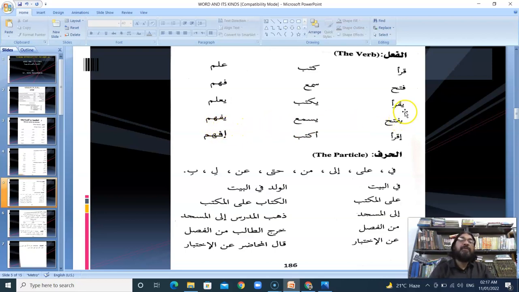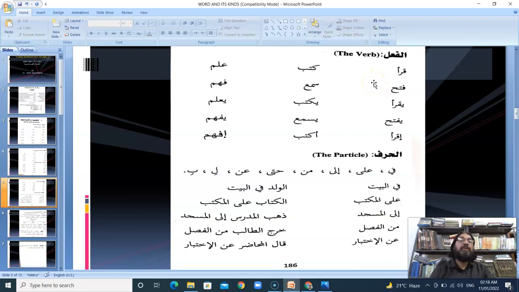So all these six words are simple present or present continuous. So the time is linked here. Then iqra, this is also a verb, imperative tense, order, command, request. Read, iqra. Uktub, write. Ifham, understand.